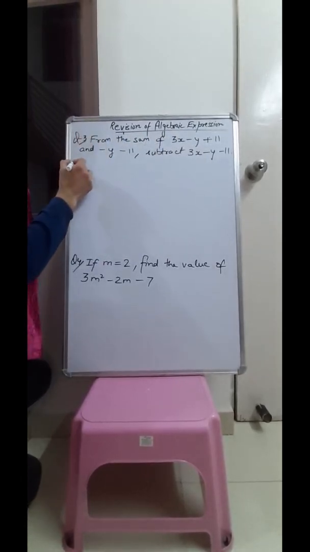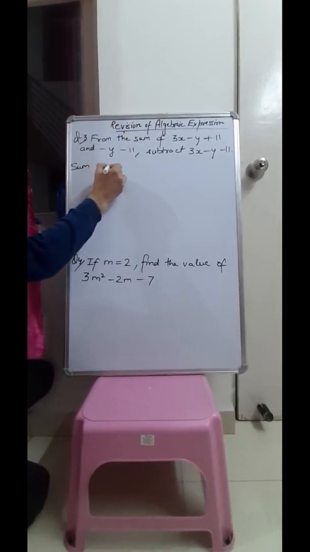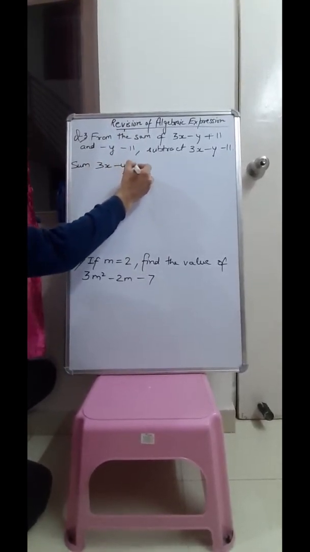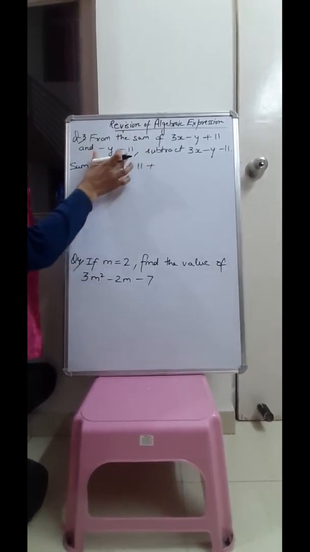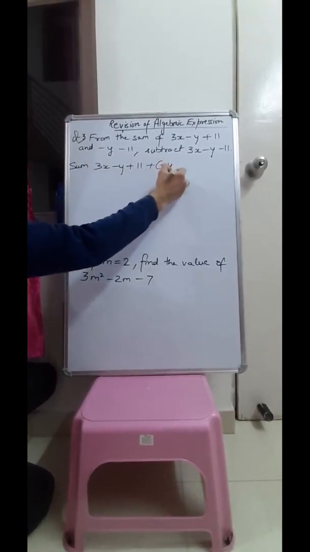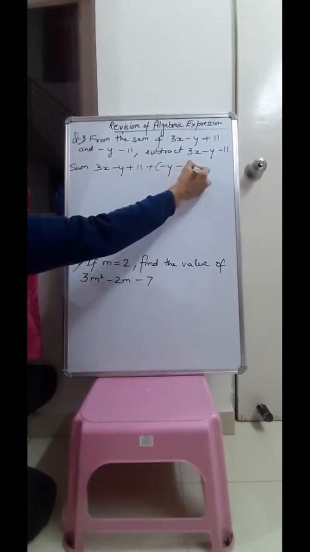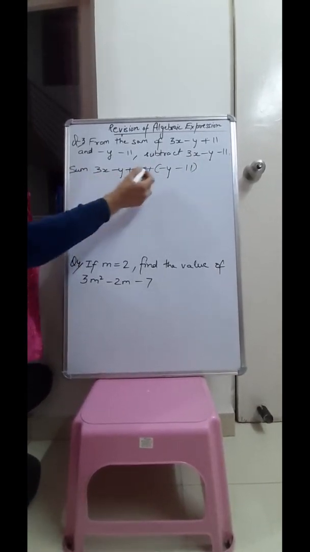So first, we are going to find out the sum of 3x minus y plus 11, and sum means plus, and the next expression is minus y minus 11, that I am going to keep in a bracket: minus 11 minus y minus 11. So now we have to add these two expressions. So there is a bracket.